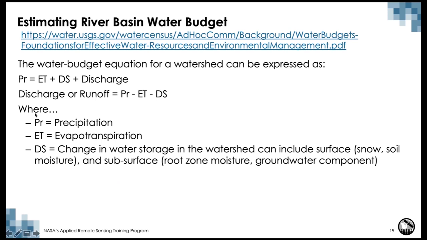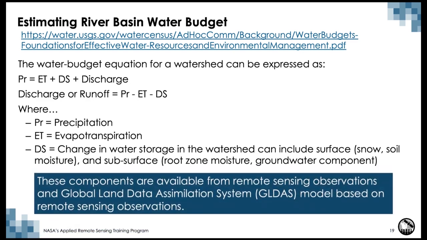So the water balance equation is shown here. Precipitation, which is the source, is equal to evapotranspiration, plus change in water storage in the basin, which includes all the way from surface to the groundwater, plus discharge, that is runoff. And so this is the equation that each component is usually monitored to estimate how the water situation is evolving in a river basin. And so we will see some of these parameters from different sources throughout this webinar series. And so what we're going to do is look at remote sensing observations and the Global Land Data Assimilation System, which provide all these components, and then we are going to work with those.